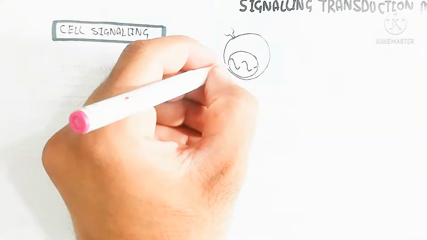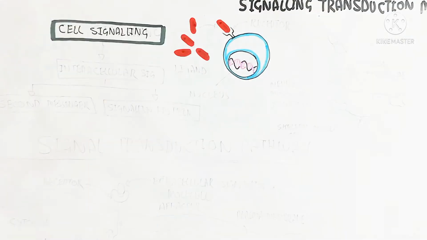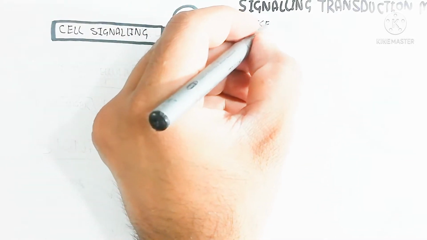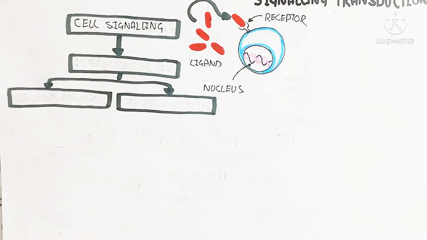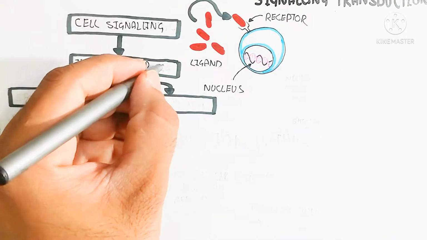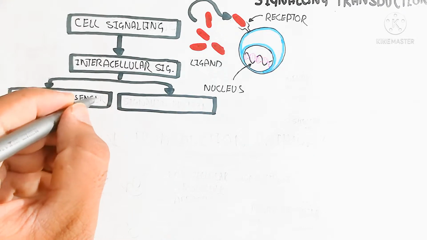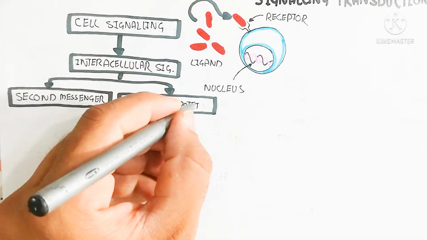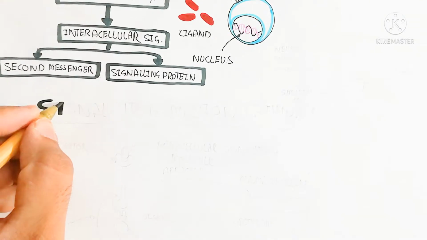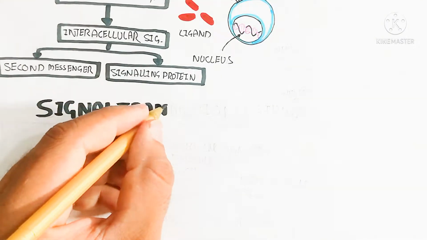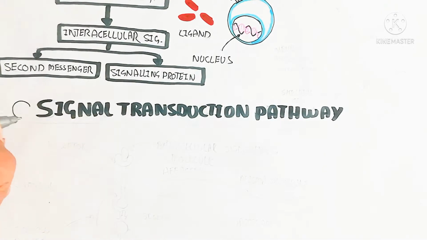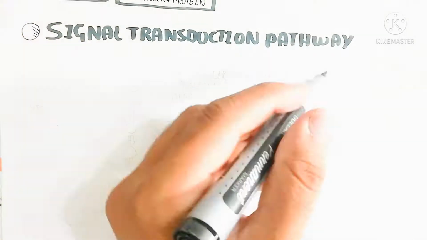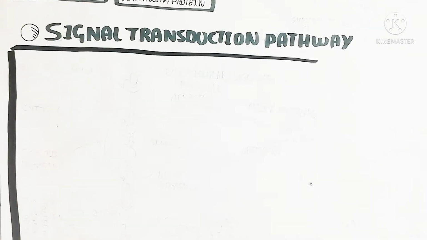In cell signaling, for example, a ligand or some molecule, a growth factor or growth inhibitor, will bind to the receptor of the cell. Intracellularly, the second messenger will be activated, will target the DNA, and will express the DNA to produce protein. So intracellular signaling contains second messengers and signaling proteins. Let's begin to understand the signal transduction pathway, which we will discuss in a generalized way with the second messenger and the ligand.